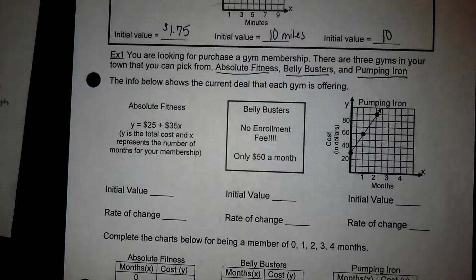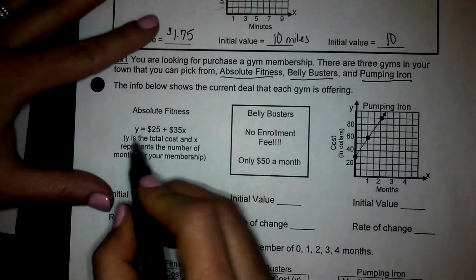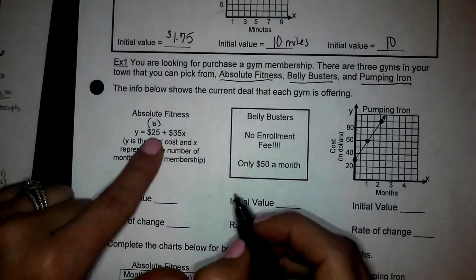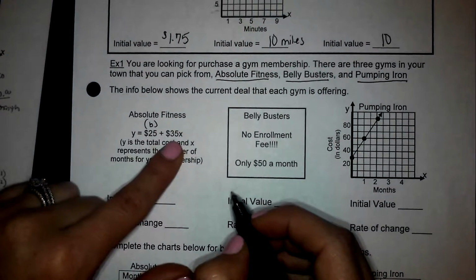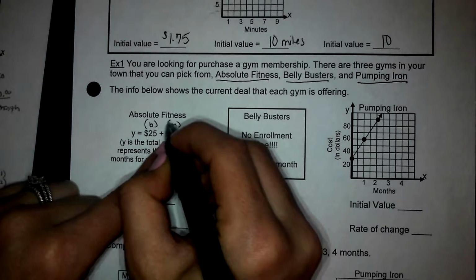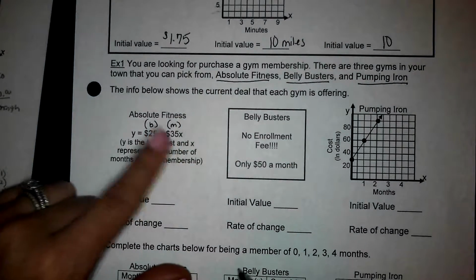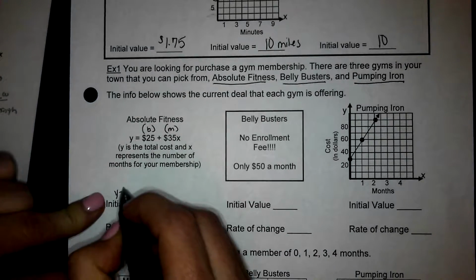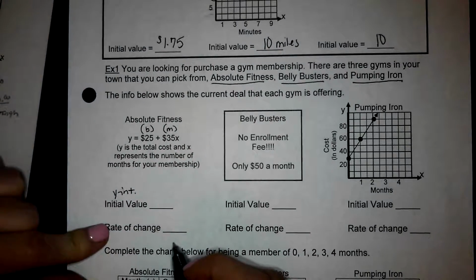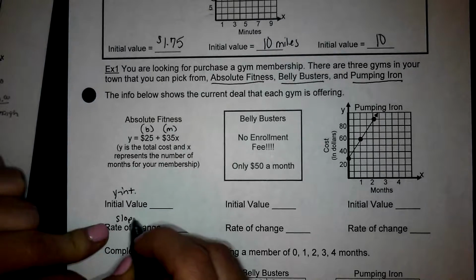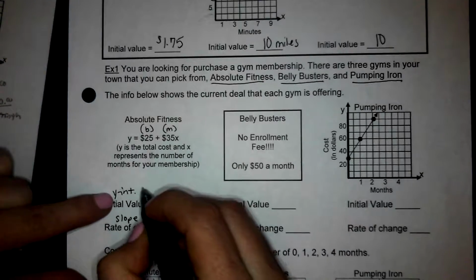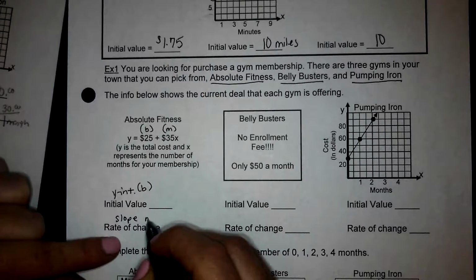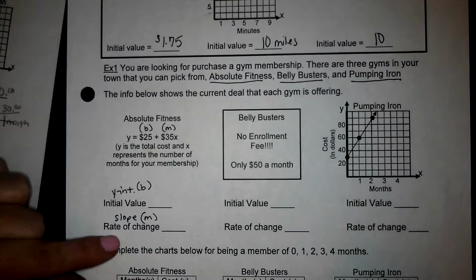So at Absolute Fitness, they're giving me an equation. In the equation, I see I have a y-intercept. That's the number that's sitting all by itself. I have a slope. That's your number that is always sitting next to your x. Your y-intercept, of course, is the same thing as your initial value, and your rate of change, of course, is the same thing as your slope. Your y-intercept, or your initial value, being b, your slope, or your rate of change, being your m.